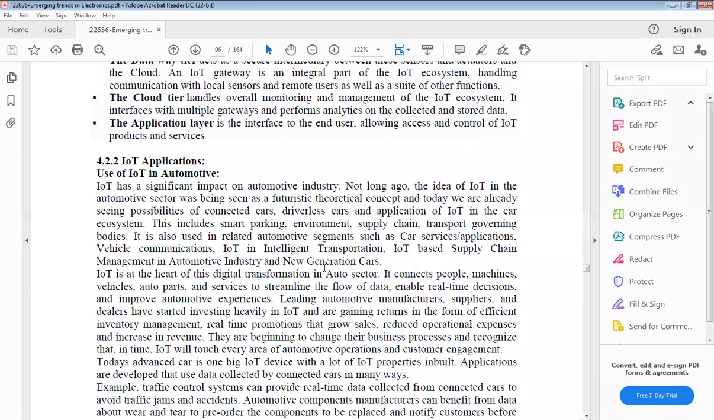So this is possible because of IoT only. The idea of IoT in automotive sector was being seen as a futuristic theoretical concept. And today we are already seeing possibilities of connected cars, driverless cars, and applications of IoT in the car ecosystem. This includes smart parking, environment, supply chain, transport governing body. It is also used in related automotive segments such as car service applications, vehicle communications, IoT in intelligent transportation, IoT-based supply chain management in automotive industry, and new generation cars.